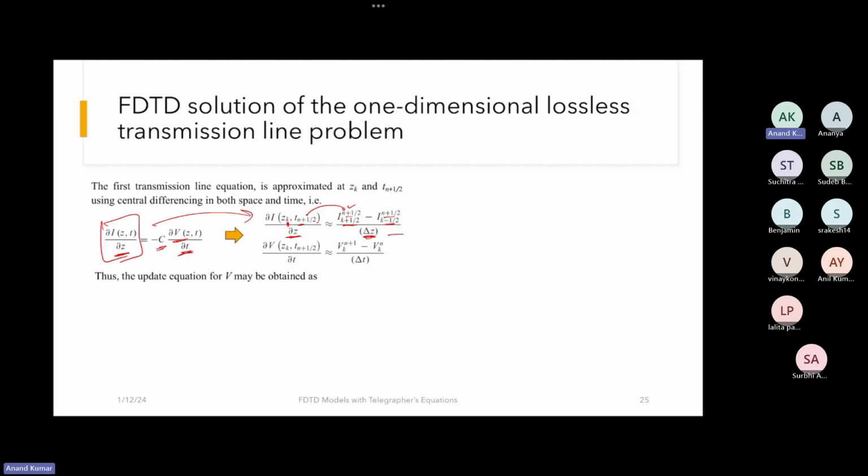Similarly for voltage, we are discretizing in time. It is at the kth position and n plus half instant, so k remains the same, and in time this becomes n plus 1 and n, divided by delta t, because the difference between these two instants is delta t. So this is very important. I'll let you read this, and if you have any questions, please ask.